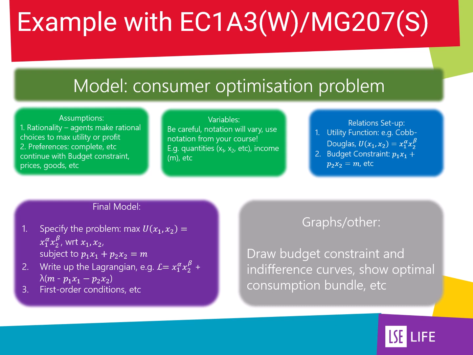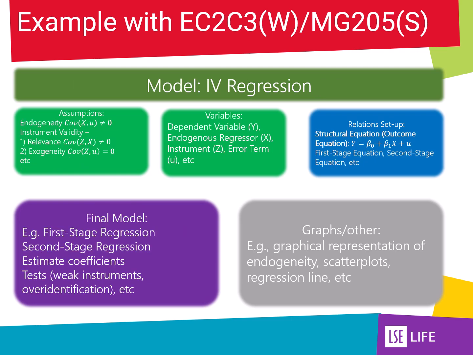You can take some first order conditions and find the optimal quantities of x1 and x2 that maximize the utility. And then in the graphs or other supplementary material, you can, for example, draw a budget constraint and several indifference curves and show the optimal consumption bundle. This is just one idea.